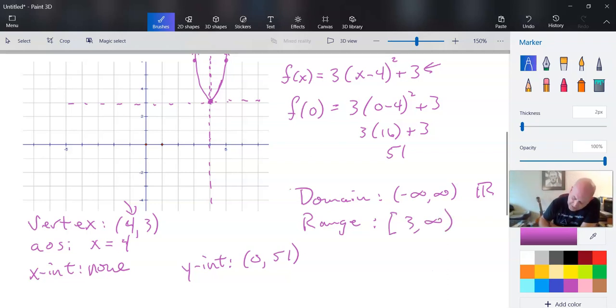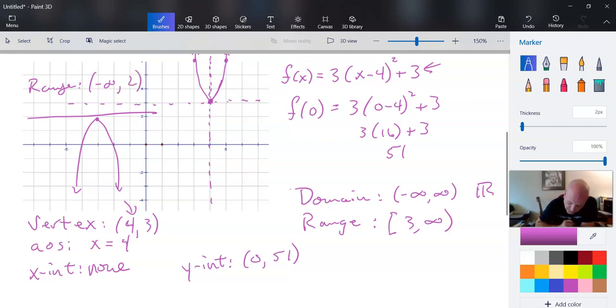And just so you have an idea of what it looks like, if I had something like this where it went down, right? If I was looking at something like this, the range, you always write the range and the domain from smallest to greatest values. And so in this case, we have a maximum value at 2. So the range here would be from negative infinity to 2. Whoa, that's terrible infinity, but looks like the 8's still falling over.